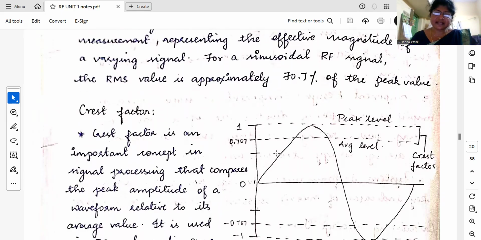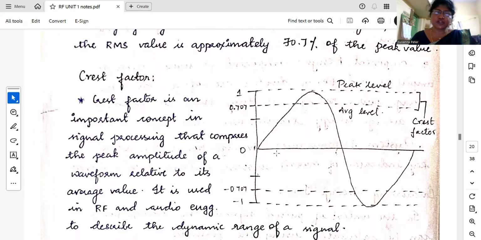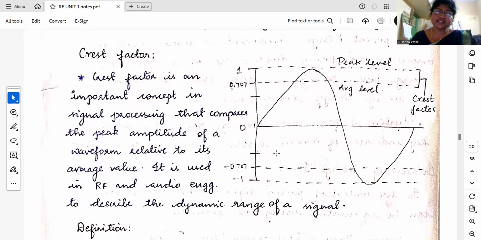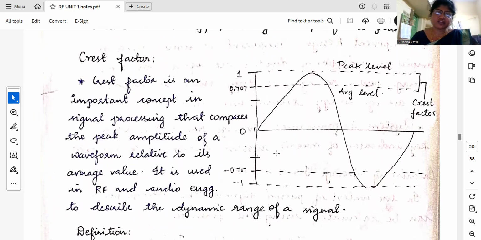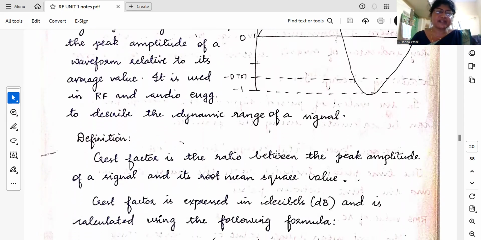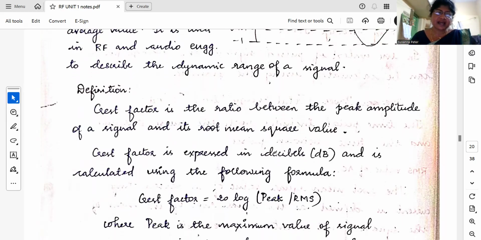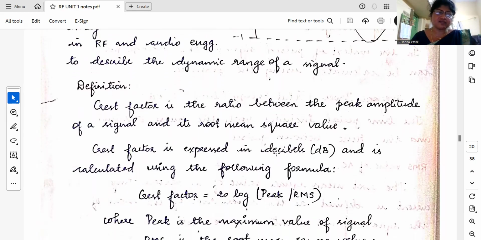Crest factor is an important concept in signal processing that compares the peak amplitude of a waveform relative to its average value. So what is crest factor? It is the ratio of the peak value to the RMS value of a waveform. So how do we express crest factor? It is the ratio between the peak amplitude of the signal and its root mean square value, and it is expressed in decibels and is calculated using the following formula.